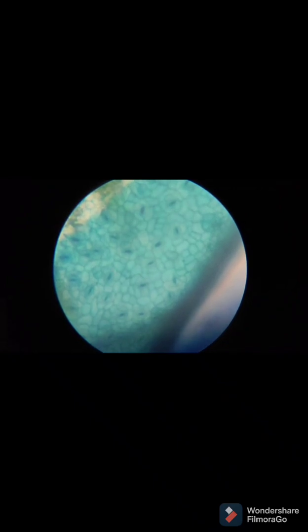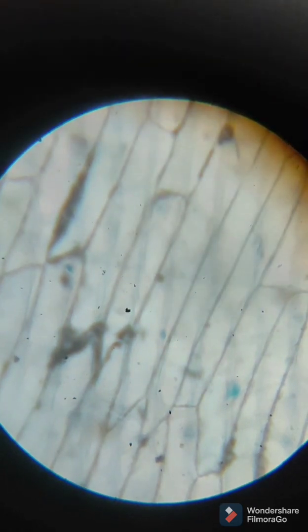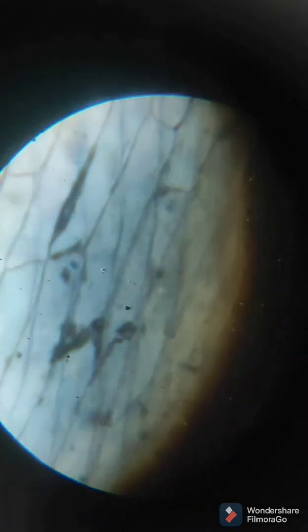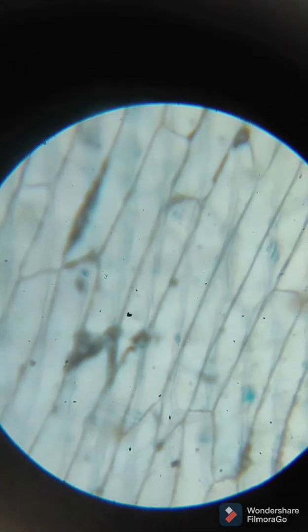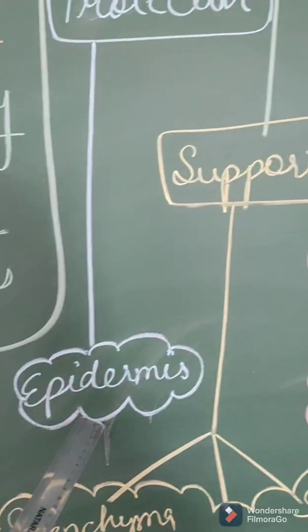In the next video, epidermis of onion is shown under the microscope. So you can see these are the cells of epidermis of onion. These are rectangular in shape, almost rectangular.